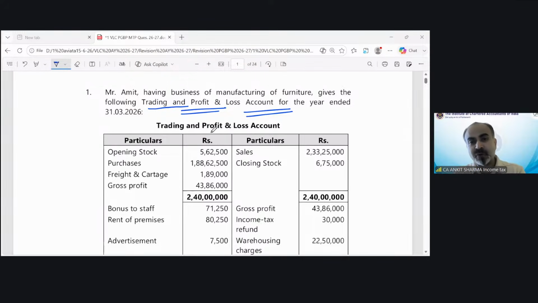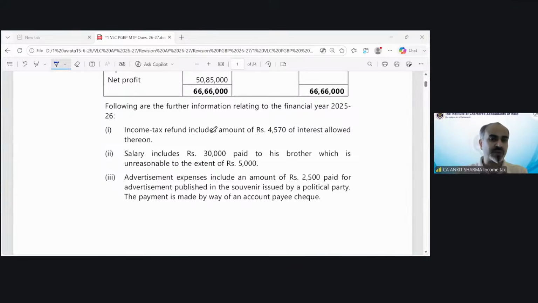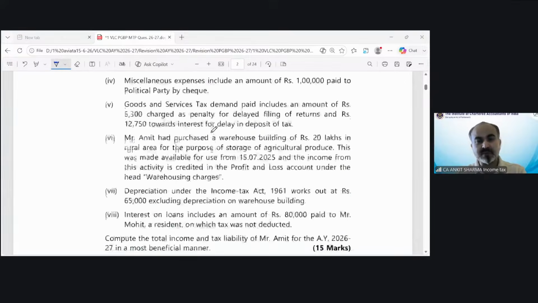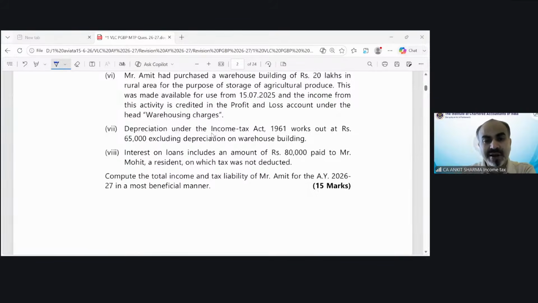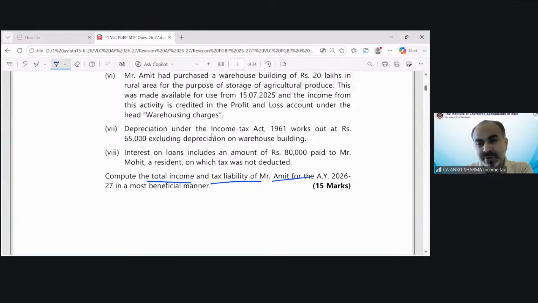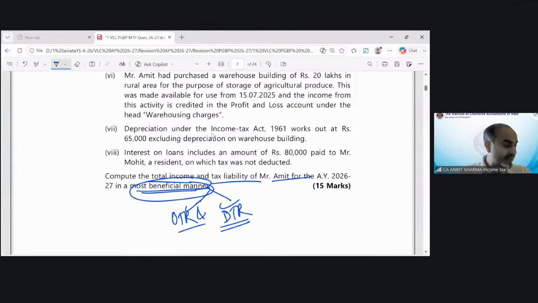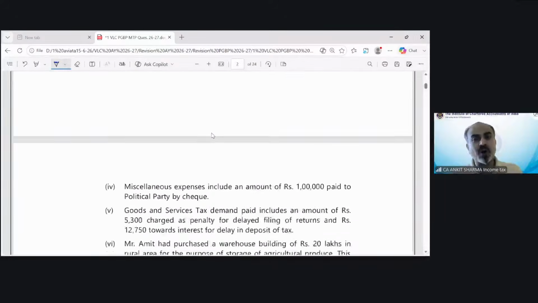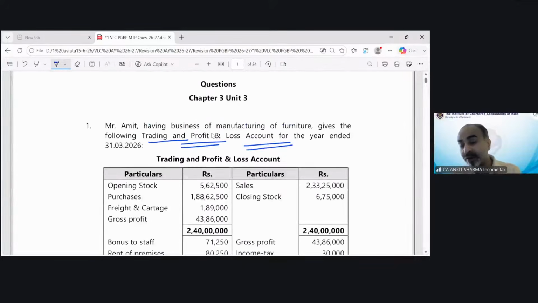So again, before solving this question, let's see what is the requirement of the question. The requirement of the question is to compute the total income and tax liability of Mr. Amit for assessment year 26-27 in the most beneficial manner. When it is most beneficial manner, that means you have to solve this question via both methods, under optional tax regime as well as under default tax regime. So we will calculate our PGBP under both the regimes, default tax regime as well as optional tax regime, one by one. And let me tell you, this is a very, very interesting question.